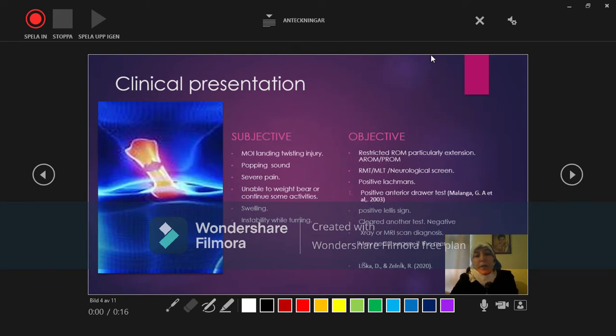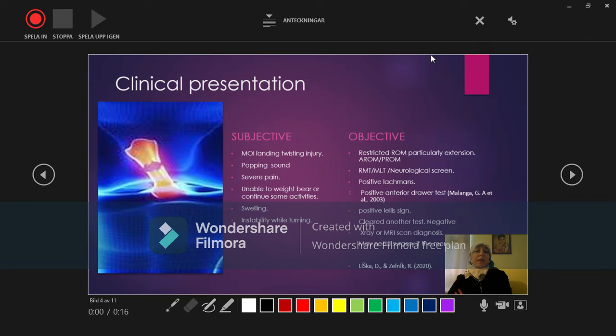So I have done my subjective and objective assessment for my patient. Mainly I found the mechanism of injury was landing and twisting. She could hear a little bit of a popping sound. She complained of severe pain, and she was unable to continue her activity. She had a little bit of swelling and instability while turning.